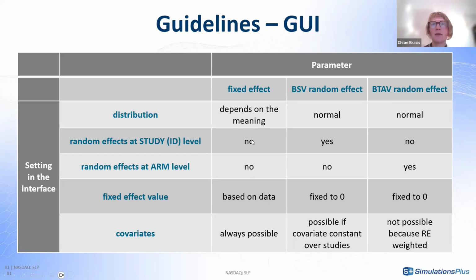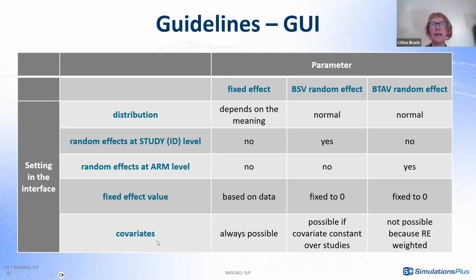And then for the random effects, we want to have no random effects directly on the fixed effects, because we're going to use them here. For the between study variability, we want the random effects at the study or ID level. And for the between treatment arm variability, we want the random effects at the arm level. For the fixed effects value, for the initial value, we want to just base it on the data. And then for these two, we want to fix this to be 0, because these are representing random variables with mean of 0 and estimated variance.